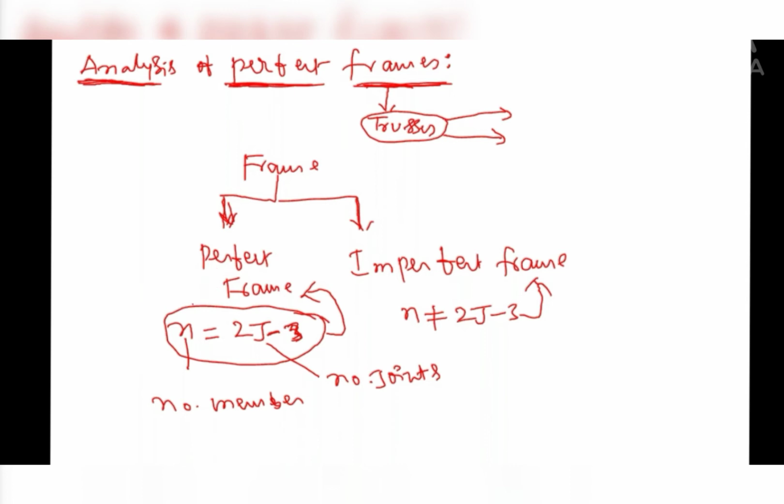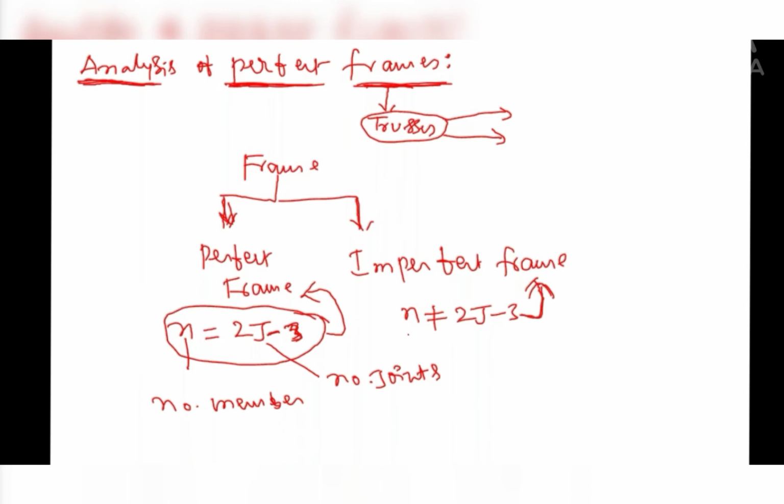Okay, so if the equilibrium equation n is equal to 2j minus 3 is satisfied by a particular frame, then we will call that frame a perfect frame, where n is the number of members in that frame, and j is the number of joints in that particular frame. And if n is not equal to 2j minus 3, then we will call that frame an imperfect frame.